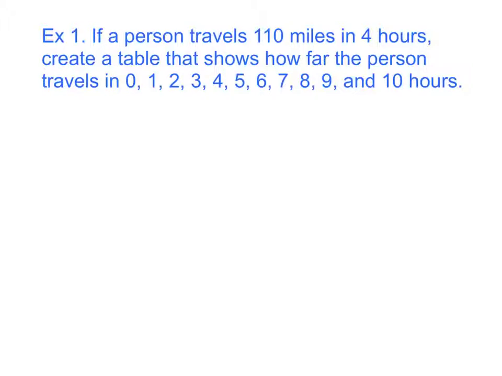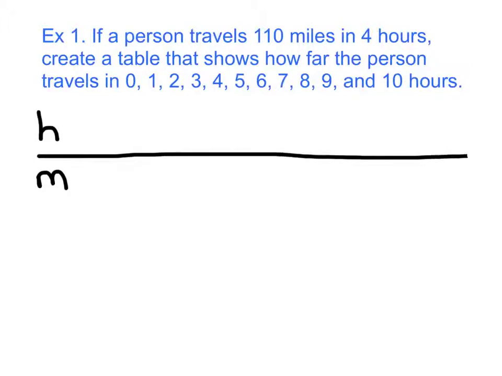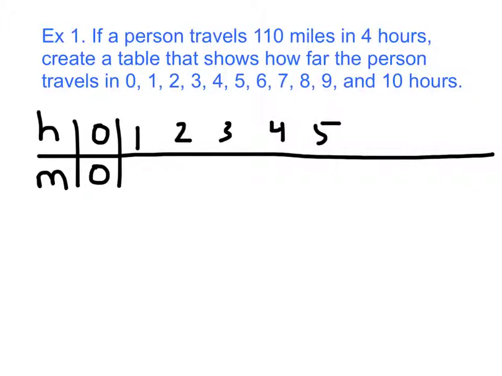So let's try this. We'll put hours on top, and we'll put miles on bottom. And then we'll go ahead and start filling in this table. So 0 and 0, we know that one already. Then 1, 2, 3, 4, 5, 6, 7, 8, and then you have to do 9 and 10.